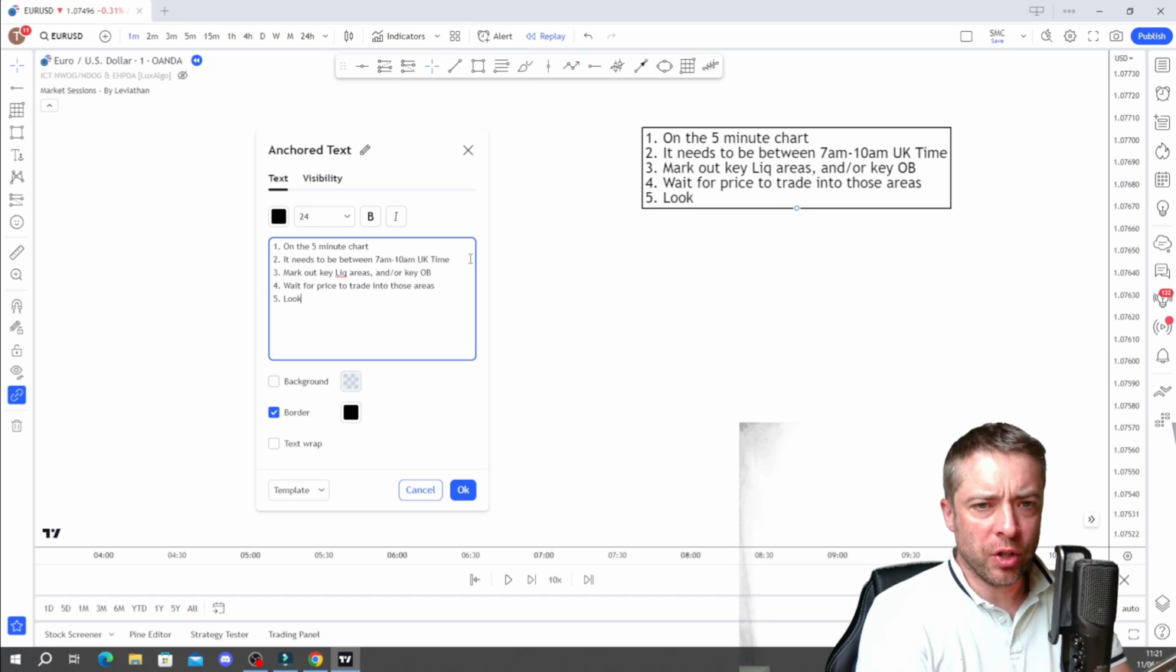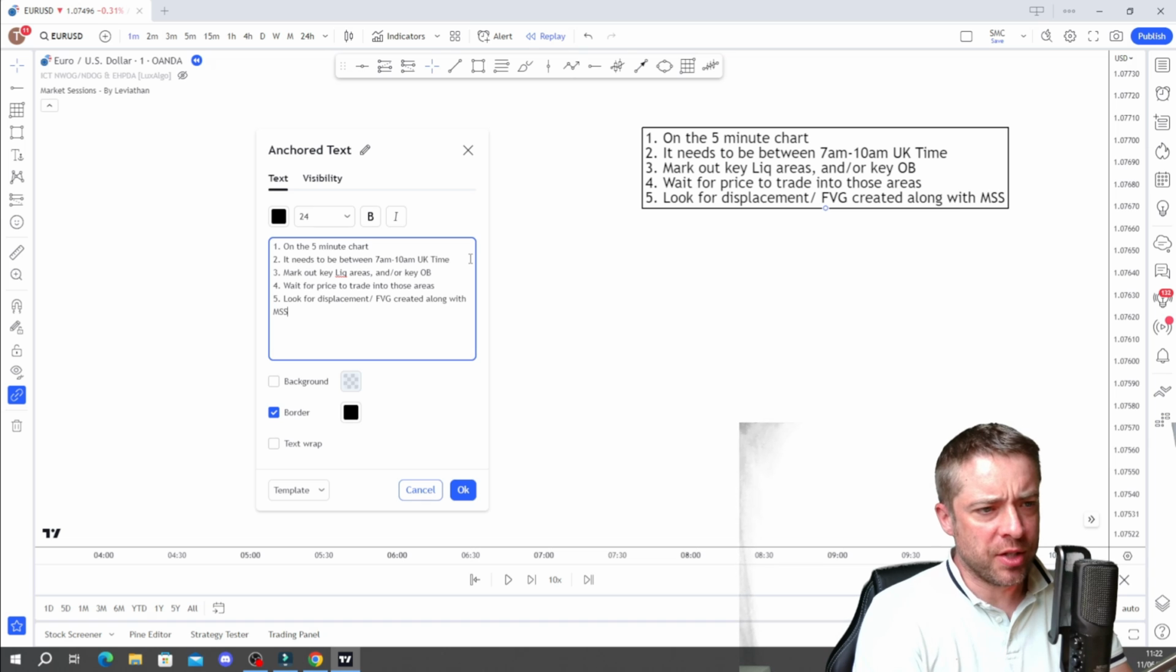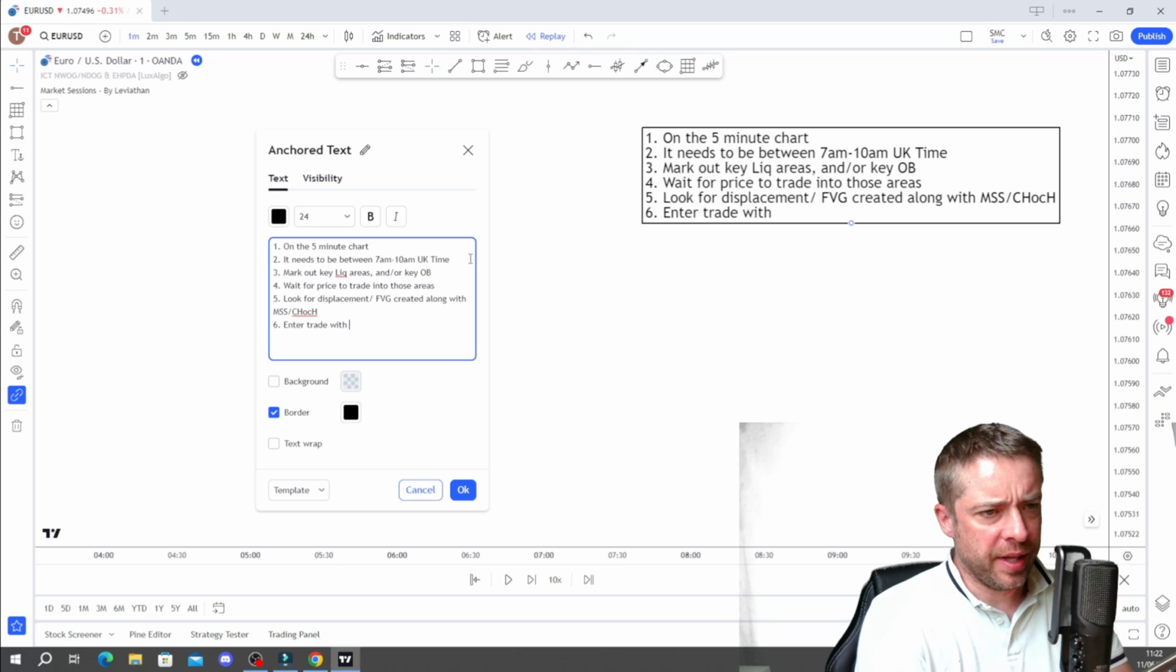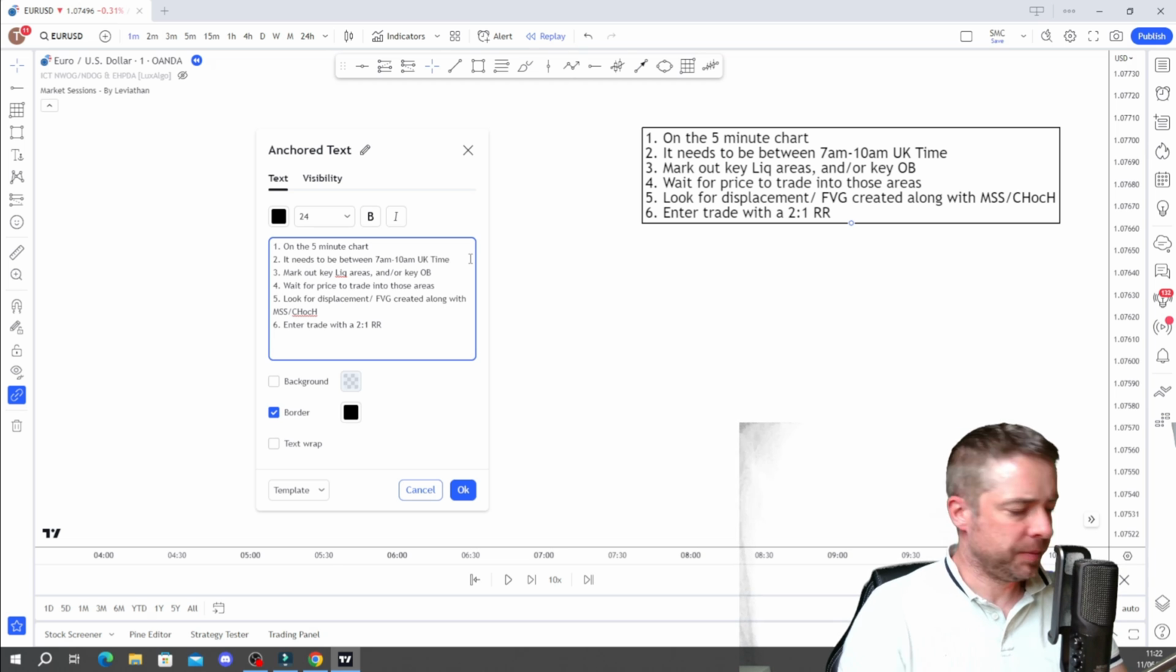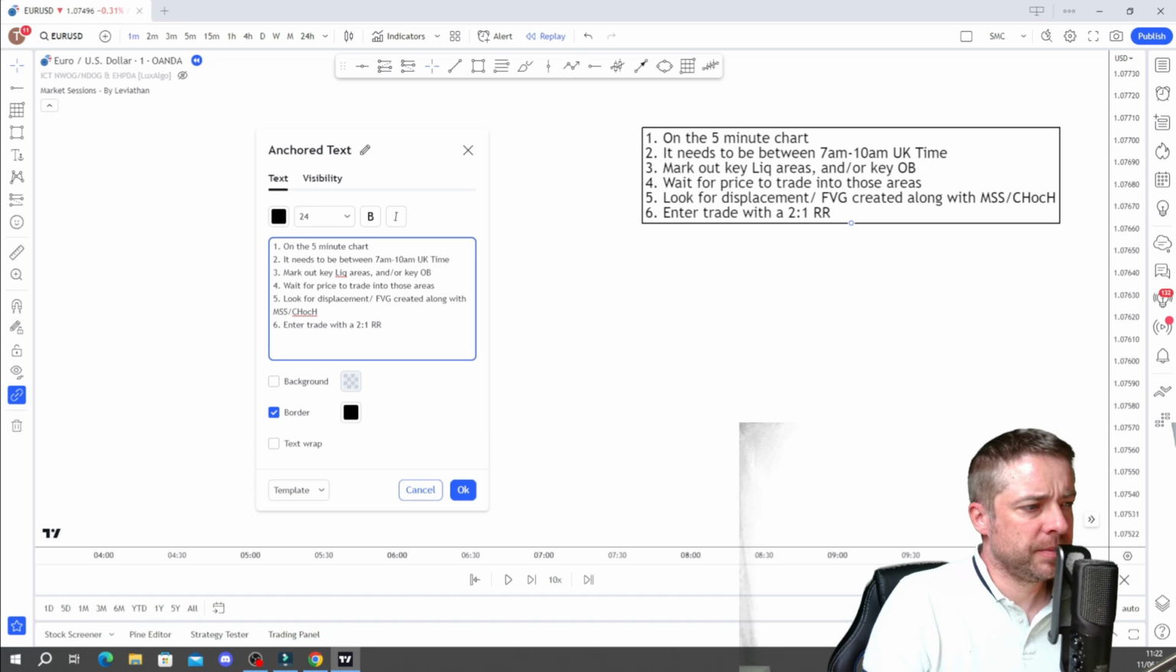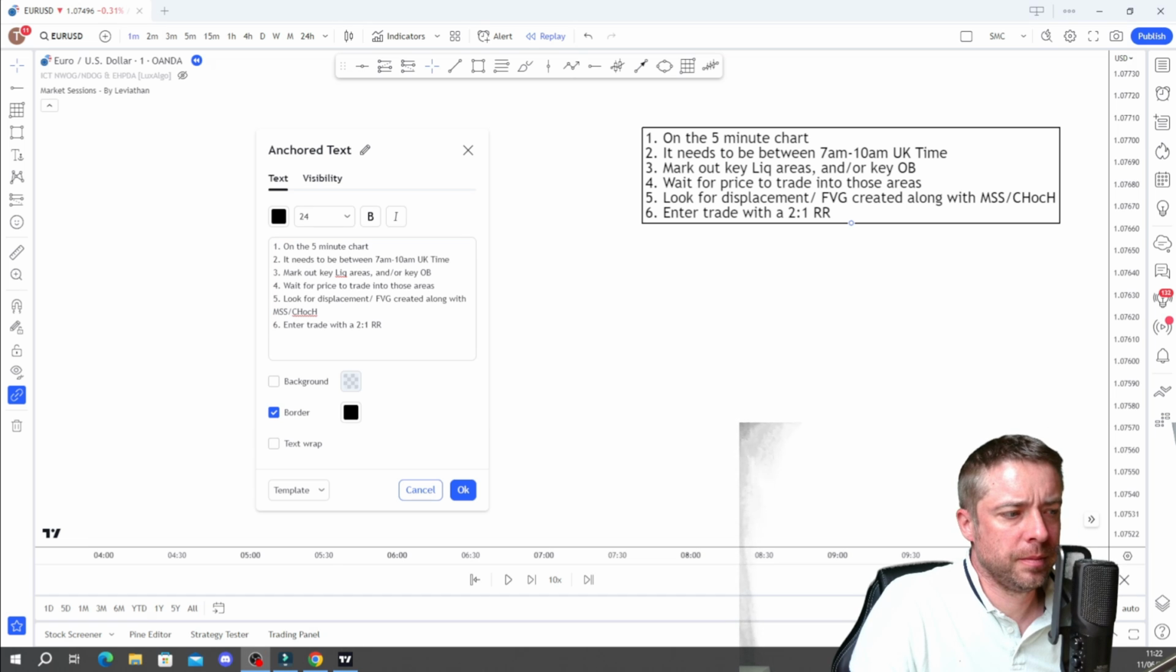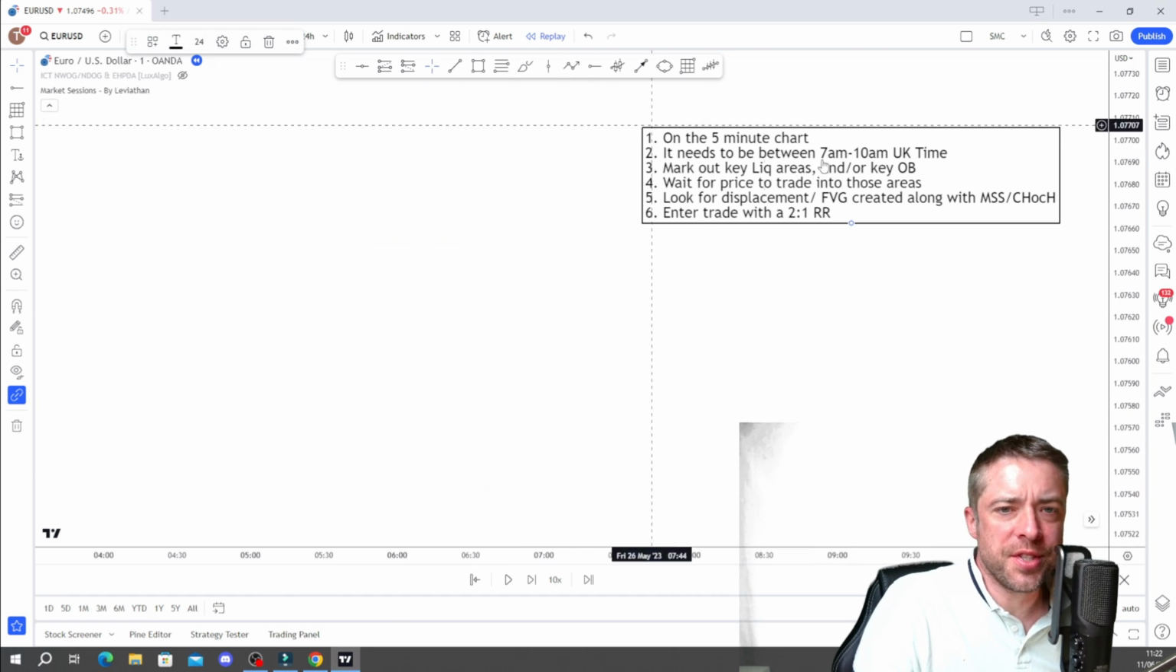5, look for displacement and a fair value gap created, along with a market structure shift or change of character. 6, enter the trade with a 2-to-1 risk reward. And that's it. Those are the rules. It's as simple as that.